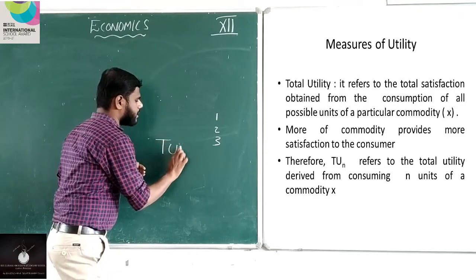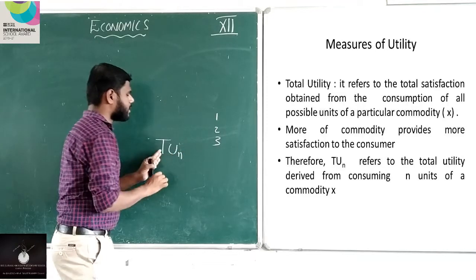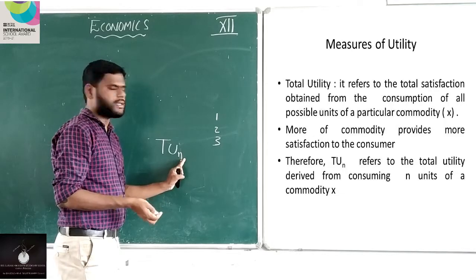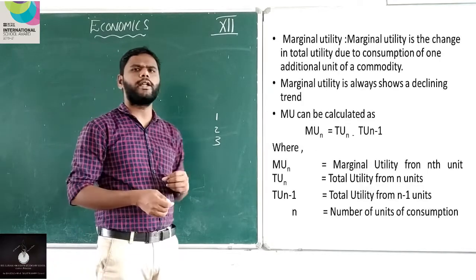TUn, that is total utility n, where n means n number of units of the commodity. Now, marginal utility.